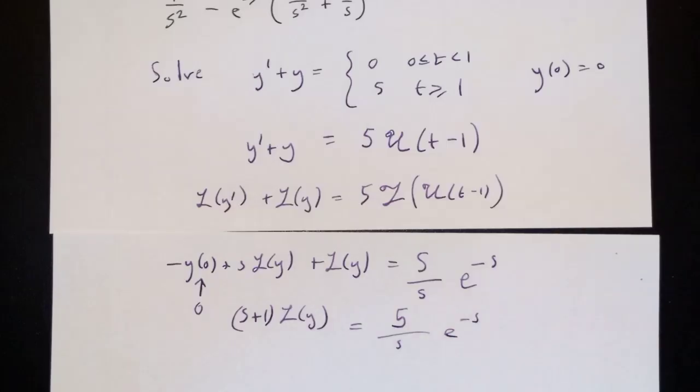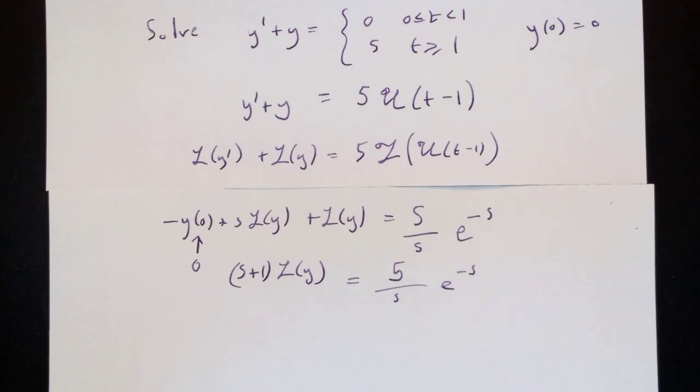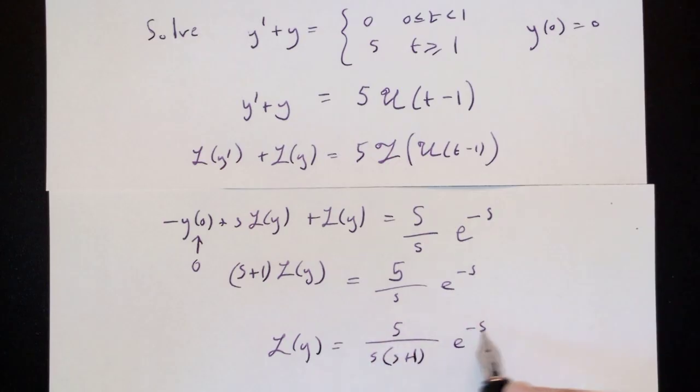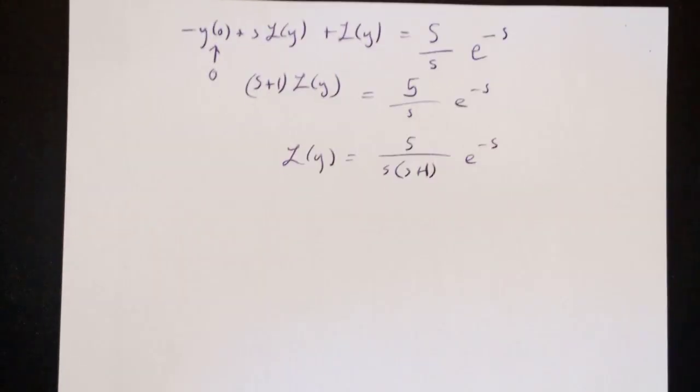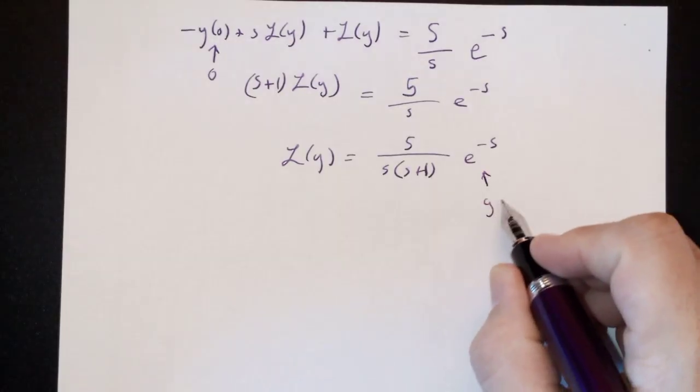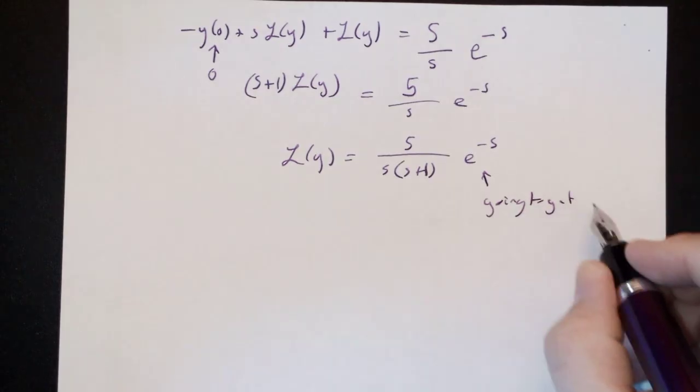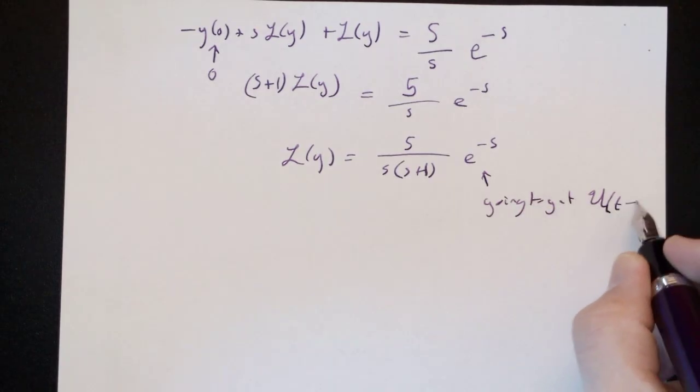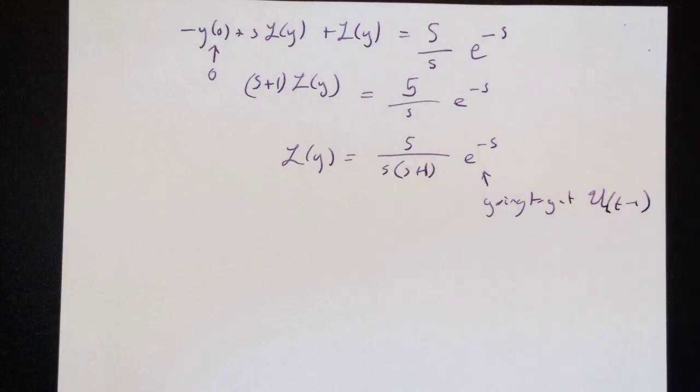All I have to do is divide. Laplace transform of y is 5 over s times s plus 1 e to the minus s. I now need to do the inverse Laplace transform. Since I see an e to the minus s, I'm going to get a u1 of t. At some point, I'm going to get something that turns on at 1.